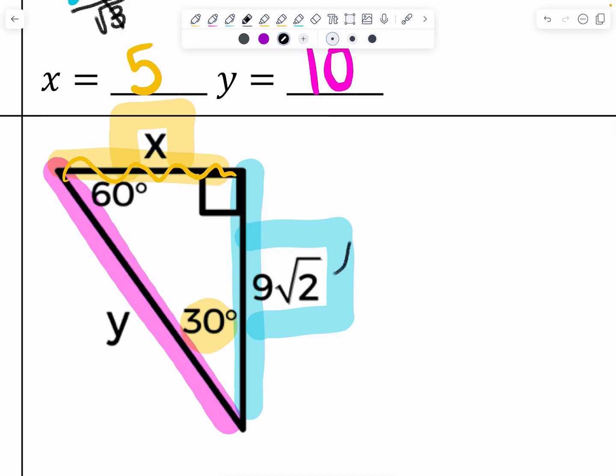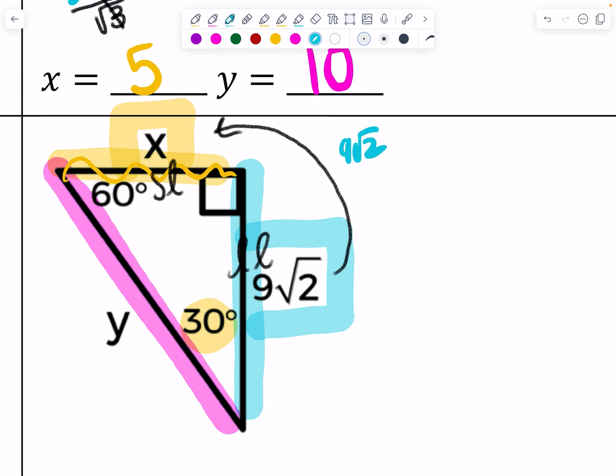So how do I go from the long leg back to the short leg? Well, remember that to get from the short leg to the long leg, it's times root 3. So to go the other way, I'm going to divide by root 3. So I'm going to take that blue amount, 9 root 2, and I'm going to divide it by root 3.